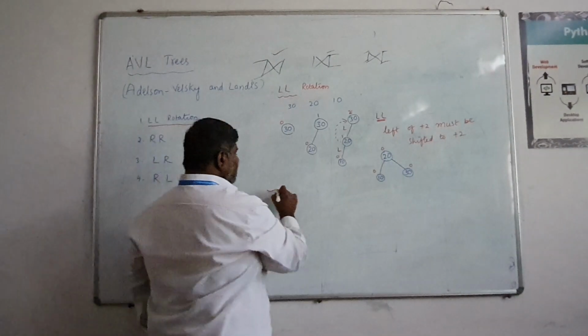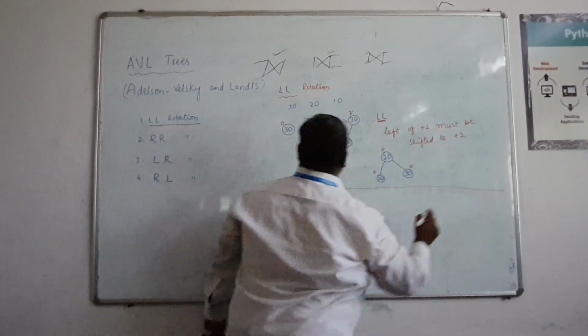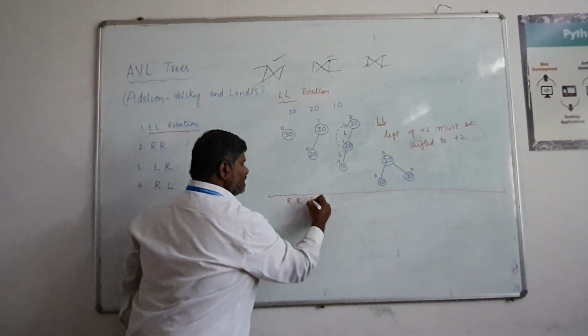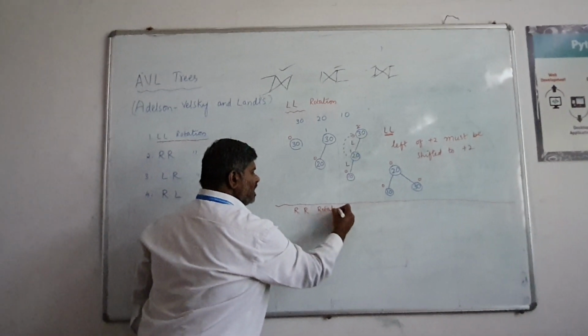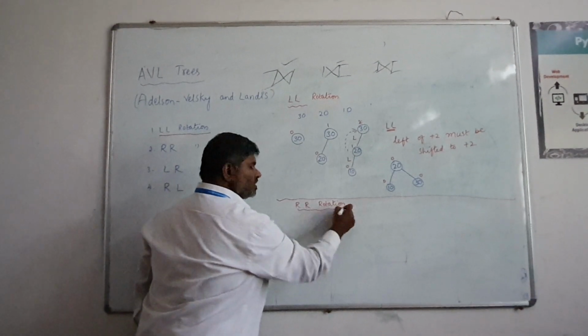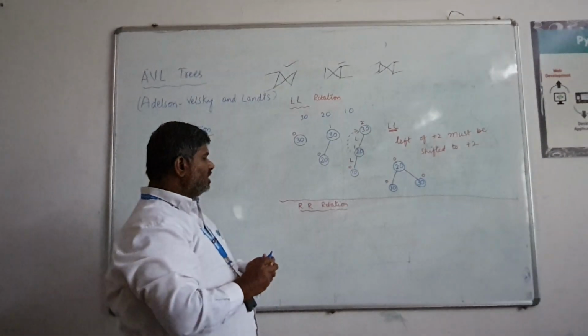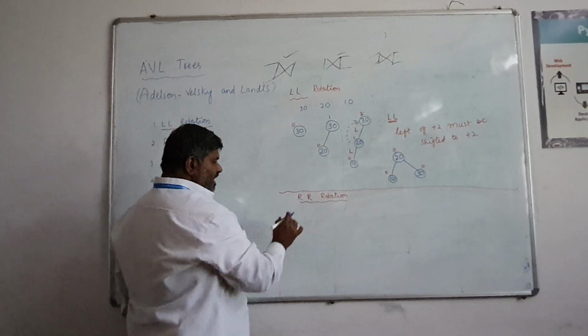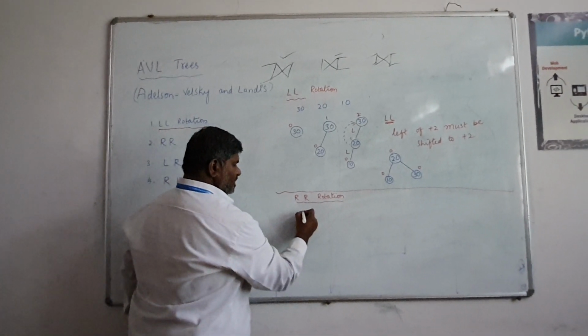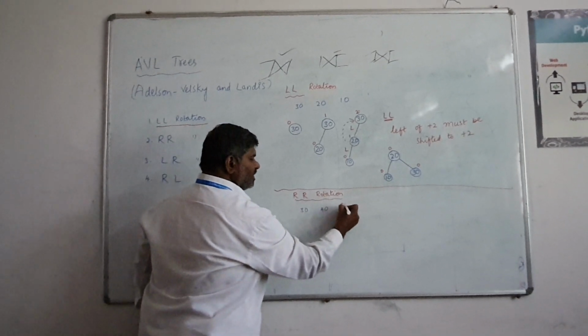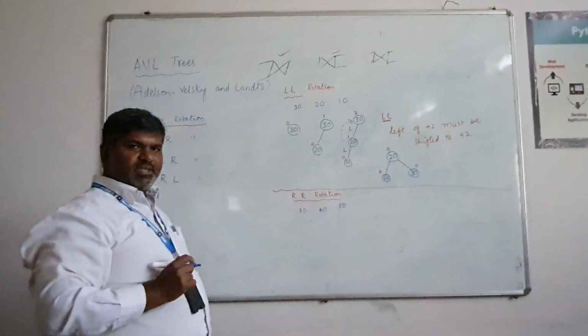Now similarly, the second type of rotation, RR rotation. In RR rotation the problem occurs because of right of right. Now here let us take the elements 30, 40, 50. I want to arrange these elements.